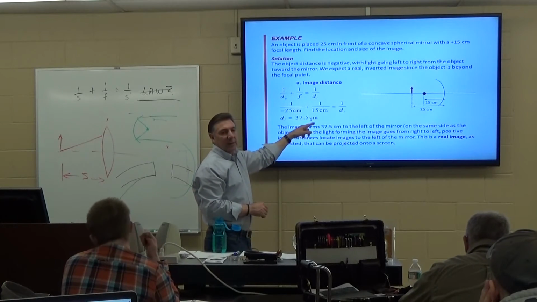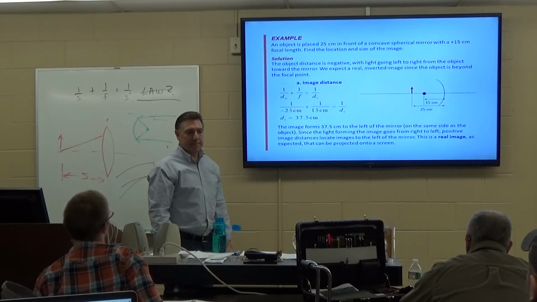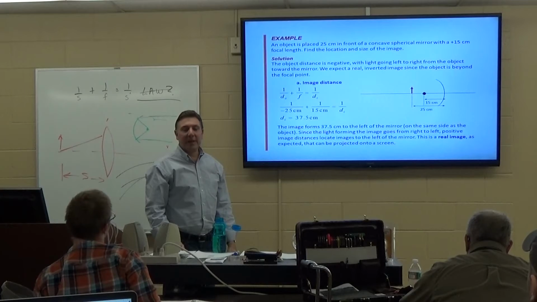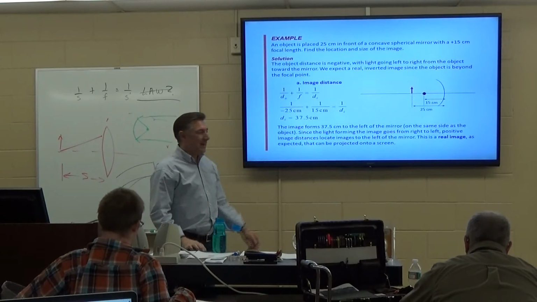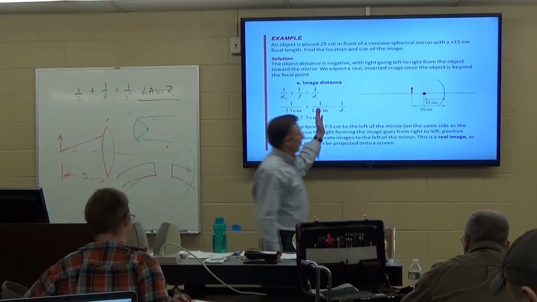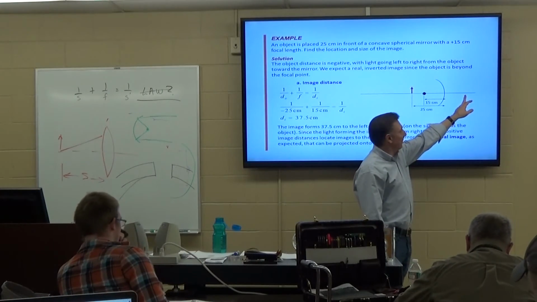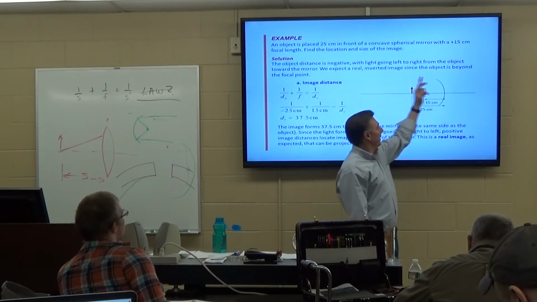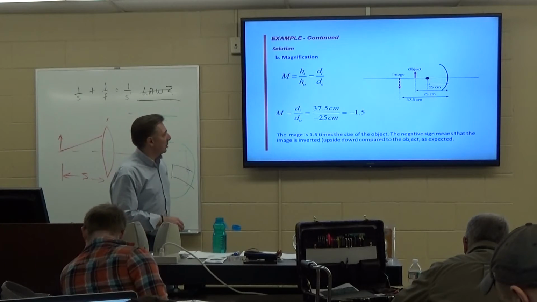So where is that going to be formed? To the left or to the right of the mirror? Who says left? Who says right? Left. Remember, think lens and then do the opposite. If it was a lens, the image would be placed over here, but because it's a mirror, it's over here, 37.5 centimeters away. So this is where your image will be formed.